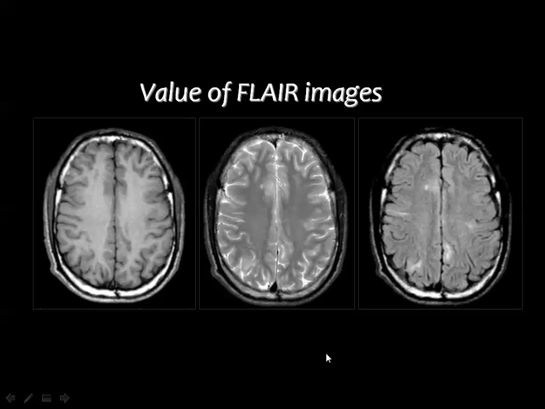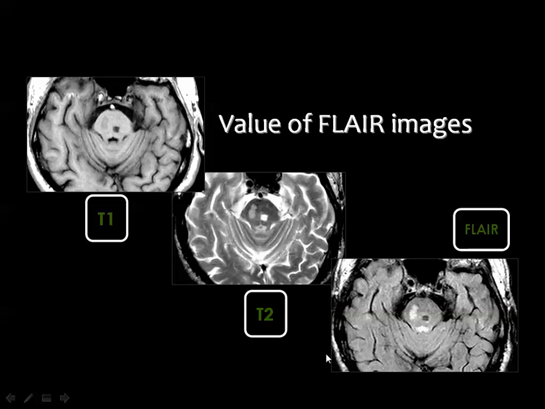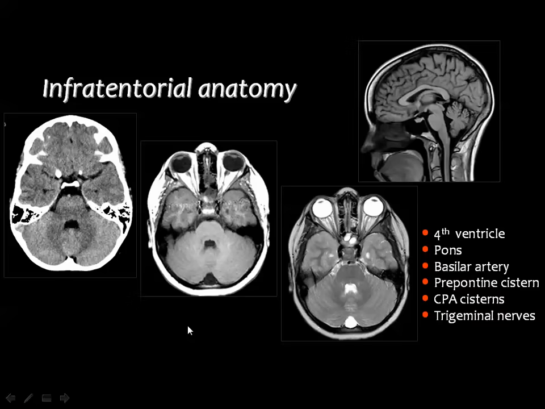Then one of the values of the FLAIR also is to differentiate between old and recent infarcts. Old infarction is almost similar to water, so it will appear black in the FLAIR image. But the recent infarction will appear of low signal in the T1 and high signal in the T2, and also high signal in the FLAIR, because this is actually a T2 weighted image. There are a lot of values of the FLAIR weighted images, and this is just to know some of them.